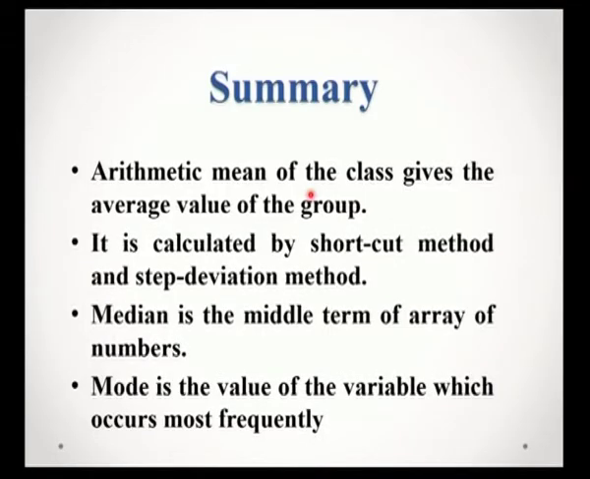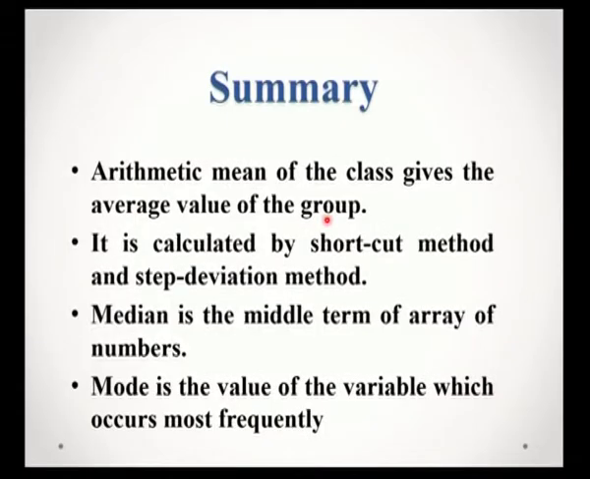In this lecture, we learnt about statistics. Arithmetic mean, median, quartile and mode are the concepts we learnt in this lecture. Arithmetic mean of the class gives the average value of the group. This arithmetic mean is calculated by the shortcut method and step deviation method. Then median is the middle term of an array of numbers, and mode is the value of the variable which occurs most frequently. These are all the concepts we learnt in this lecture.